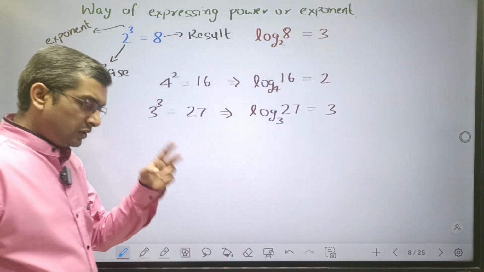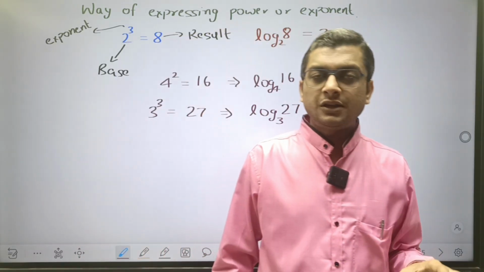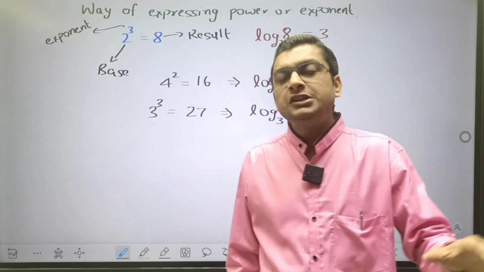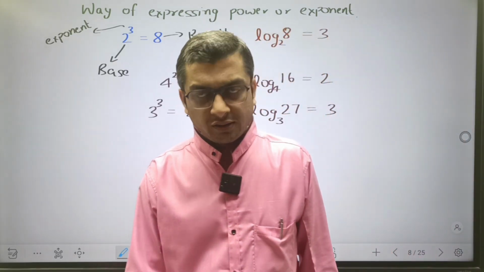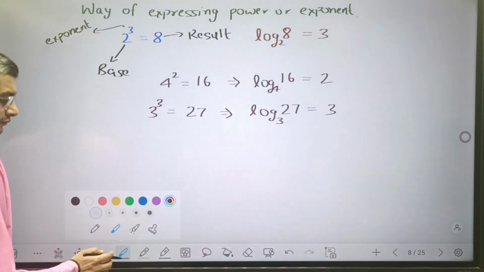There are two logs which we generally use. One is known as log base 10, that is the common logarithm, and the second is log base e. E is a constant in mathematics, its value is 2.71, and that is known as the natural logarithm. So we have to deal with those. So let's start.